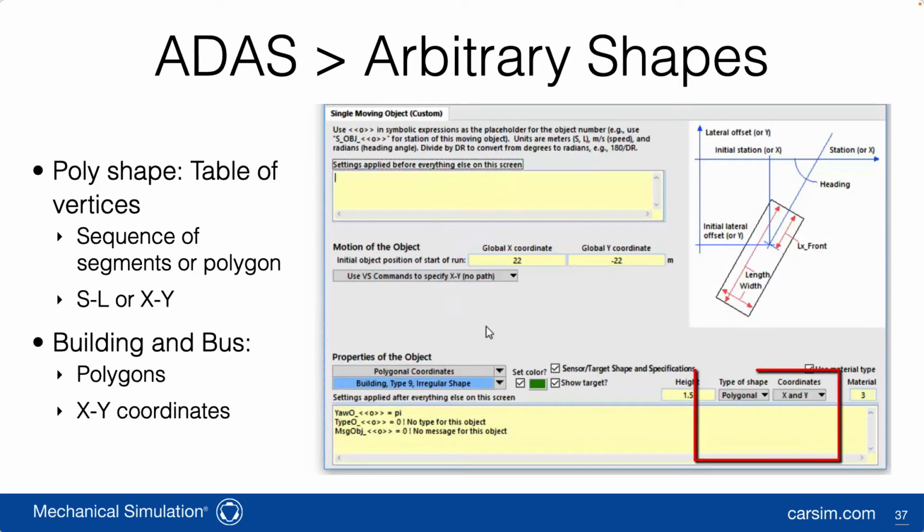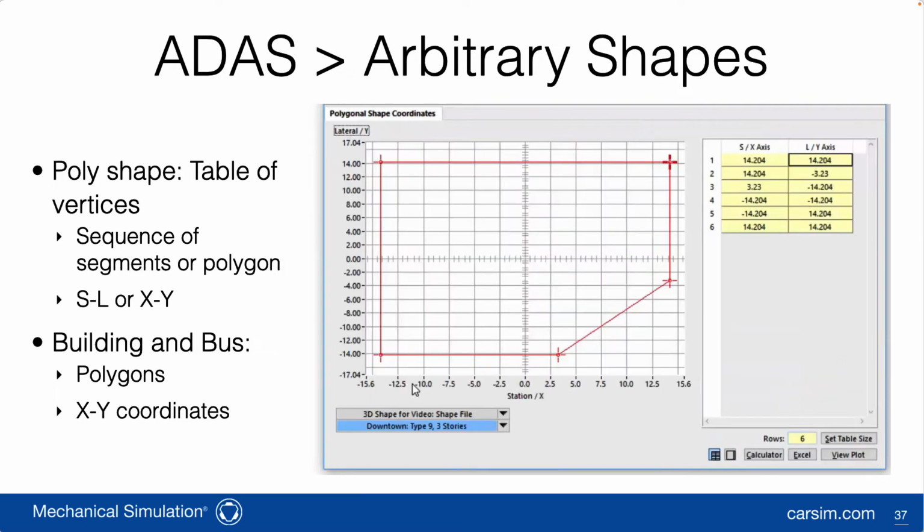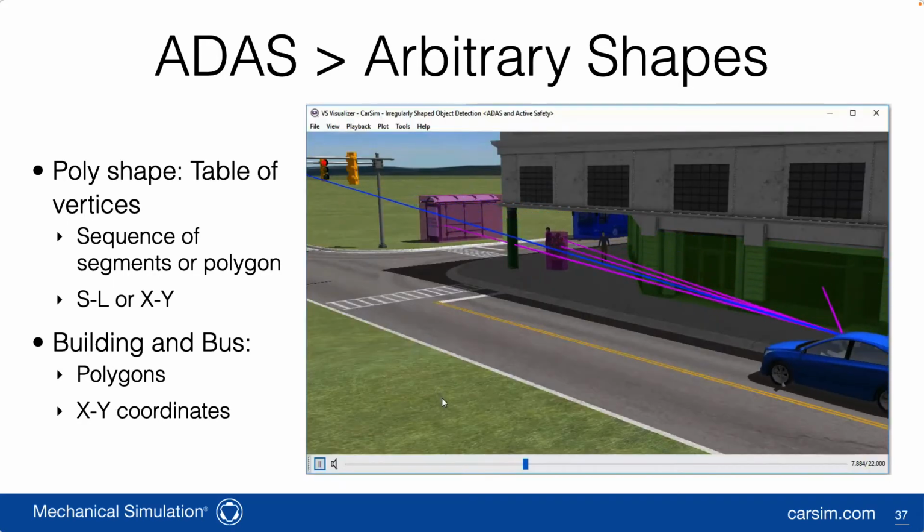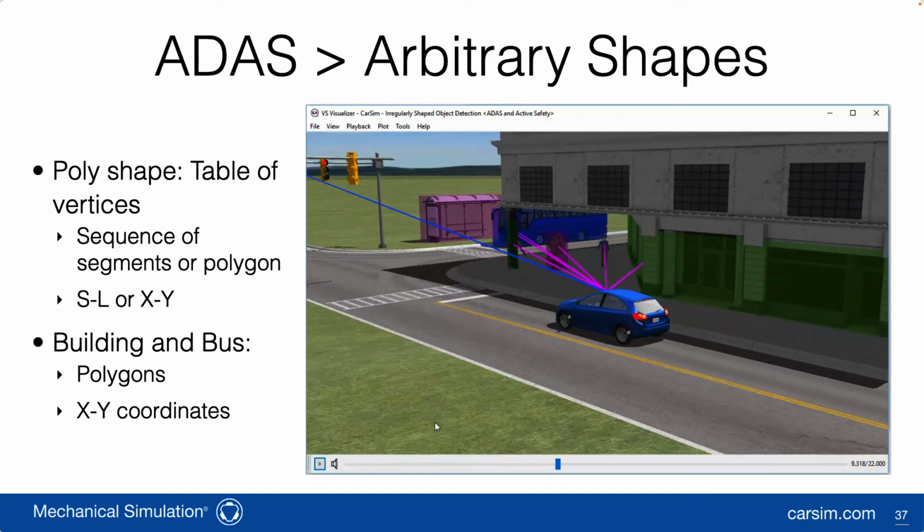We go to the moving object screen and say that it is a polygon. Its coordinates are x and y. This is what the shape looks like, and it's just a set of xy coordinates, so that right now we don't see anything. The male pedestrian is blocked. Now he's visible because the building is not blocking the view.